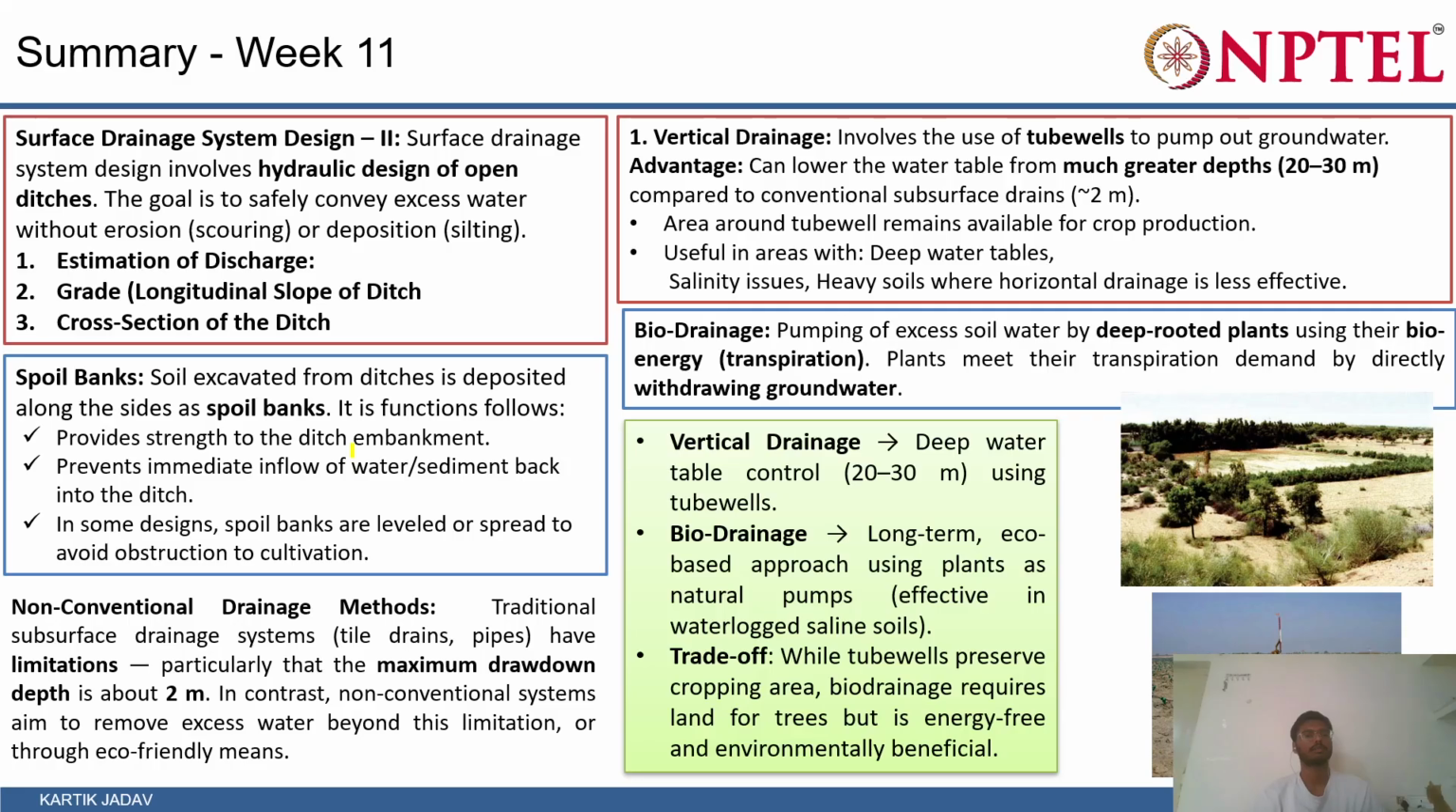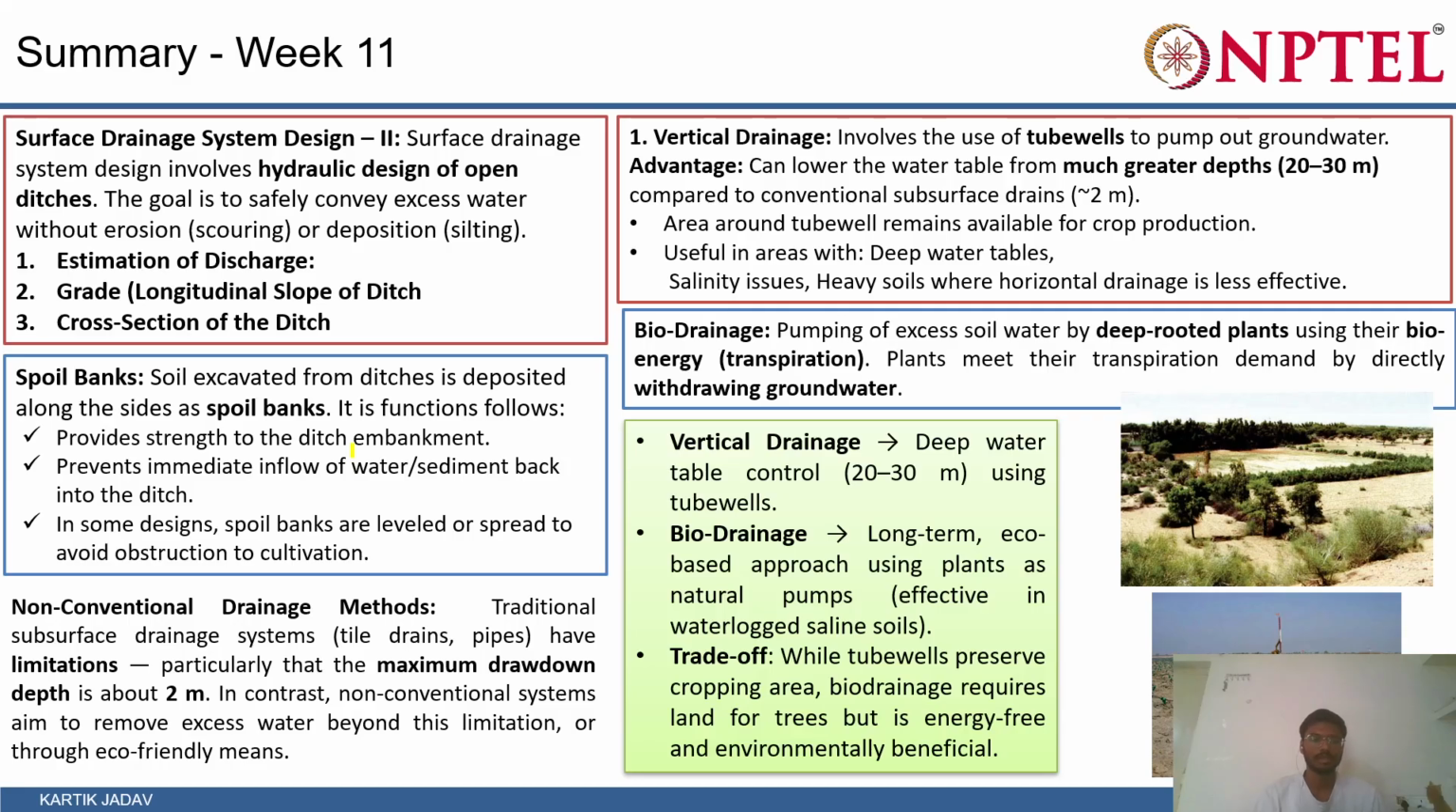Then, in continuation, we focused on surface drainage system design too. The first aspect is the estimation of discharge, for which we already talked about three methods. Then we need to decide the grade, that is the longitudinal slope of the ditch, and finally the cross section of the ditch. This is for conventional drainage design aspects. For non-conventional drainage design, we have a few methods like vertical drainage, bio drainage, mole drainage, and tile drainage.